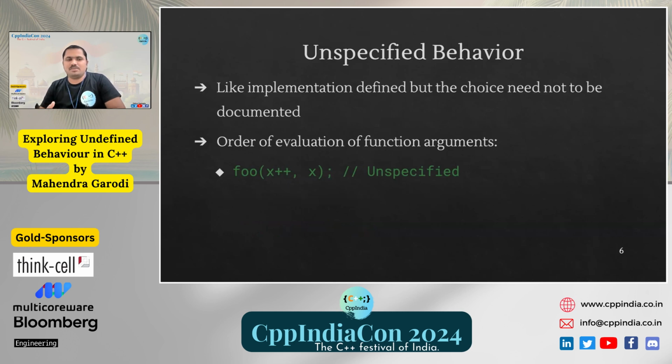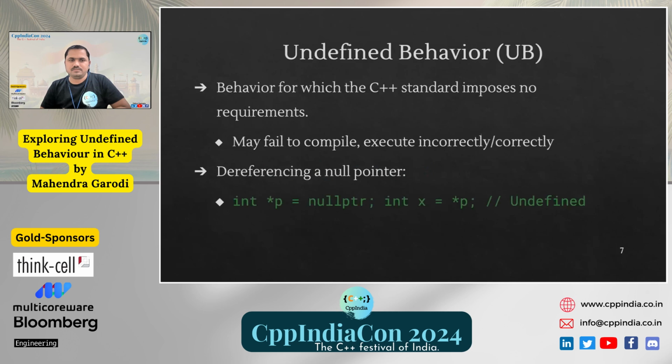One example here is the order of evaluation of function arguments. On some platforms you will see it is left to right, on some right to left, but the standard doesn't guarantee what it is. Again, all these things keep changing with the C++ standard. Earlier, whatever was undefined behavior might come into unspecified behavior, because of changes in the standard, undefined behavior moves to well-defined behavior. So examples might vary based on the standard.